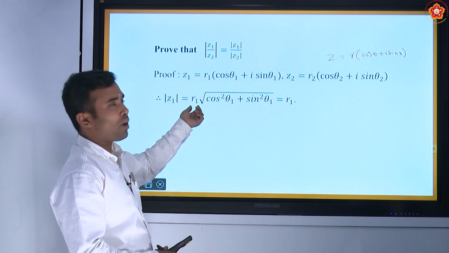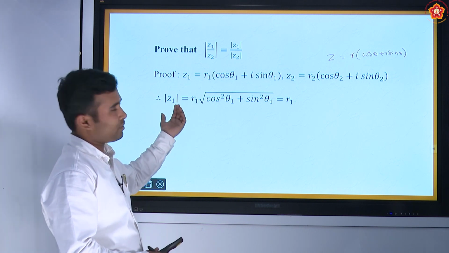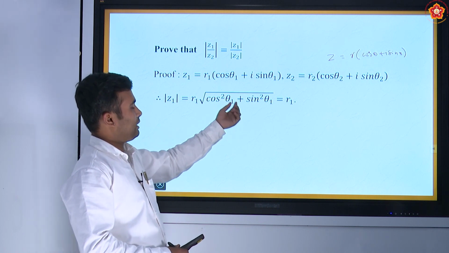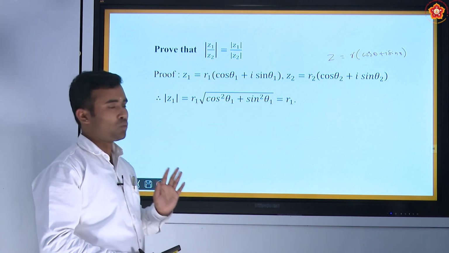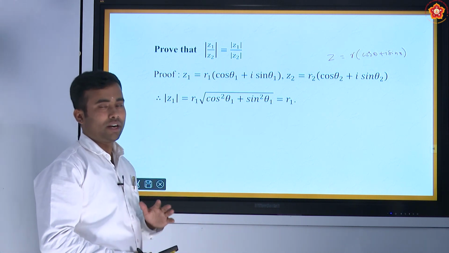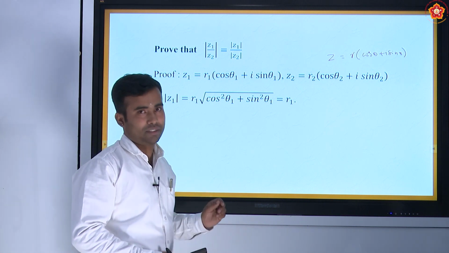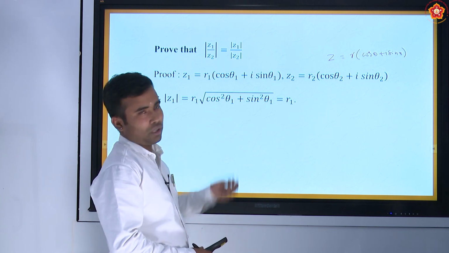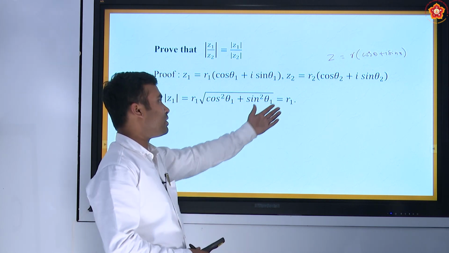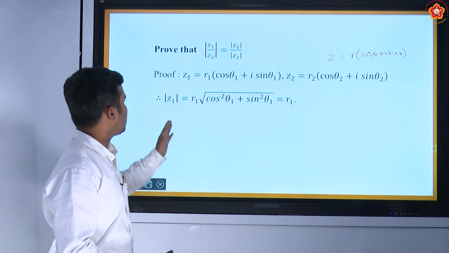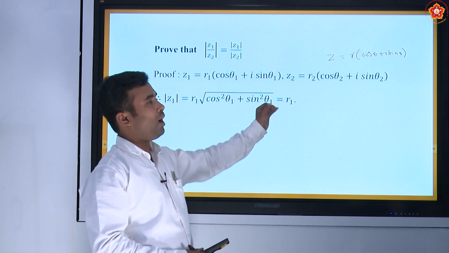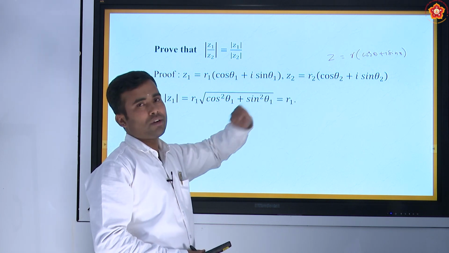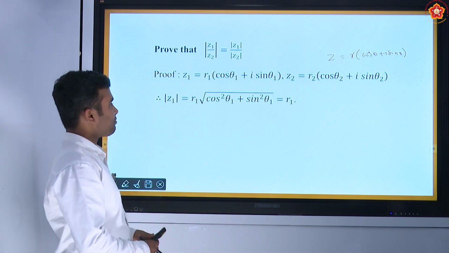Now square root of r1 square, taken out of the square root, will become r1. And cos square theta 1 plus sin square theta 1 becomes 1 from the identities of trigonometry: cos square theta plus sin square theta is equal to 1. So we have applied that here. Now square root of 1 becomes 1, and 1 into r1 is equal to r1. So hence modulus of Z1 is equal to r1. Similarly, I can write modulus of Z2 as r2.